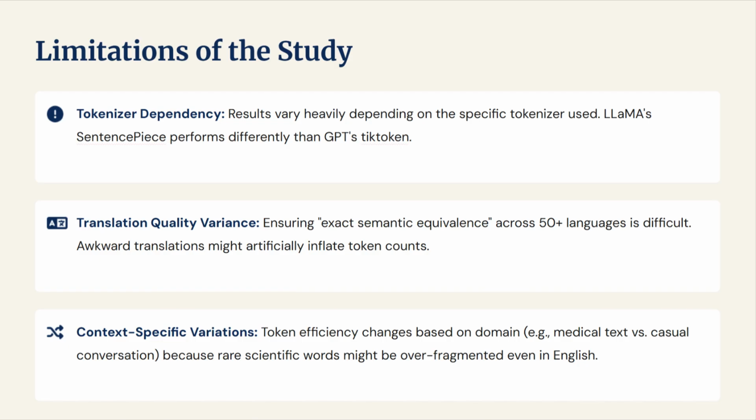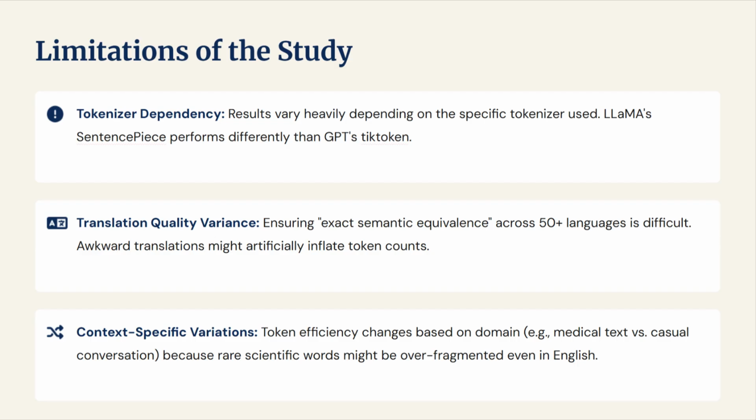Like any study, this one has important limitations. First, tokenizer dependency. Results vary significantly based on which tokenizer is used. Llama's SentencePiece performs differently than GPT's tiktoken, so findings from one may not generalize to another. Second, translation quality variance. Ensuring exact semantic equivalence across 50 plus languages is genuinely difficult. An awkward or overly literal translation might artificially inflate token count, skewing results.